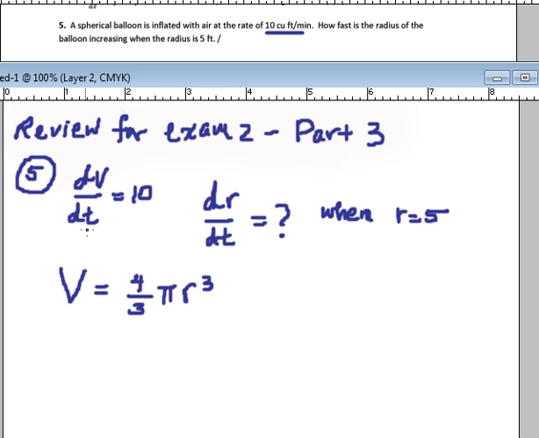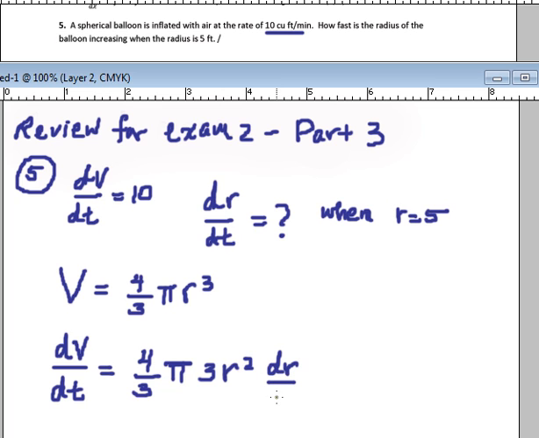And now we're going to differentiate both sides, so we'll have an equation with dV/dt in it and dr/dt. All right, so let's start differentiating with respect to t, like we always do for related rate problems. We always differentiate with respect to time. That's the rate has to do with how things are changing with respect to time. Okay, these are just constants, 4/3 and pi. Now we're differentiating r cubed, so that would be 3r squared, and then we have dr/dt.